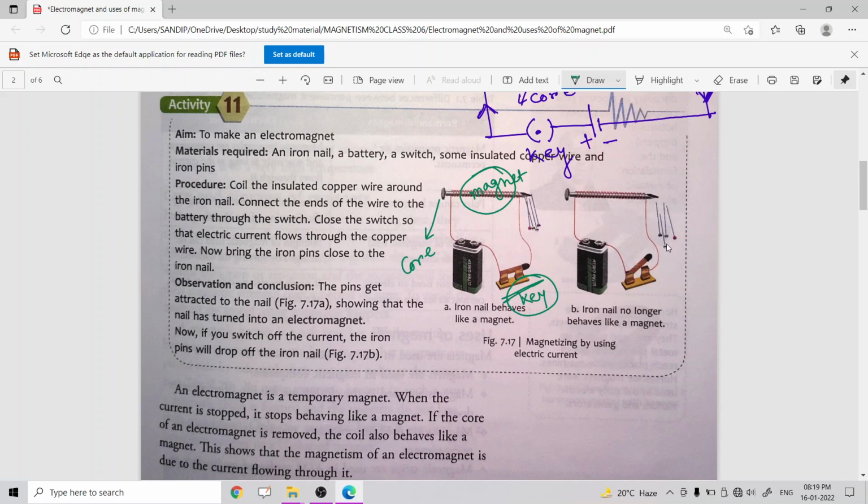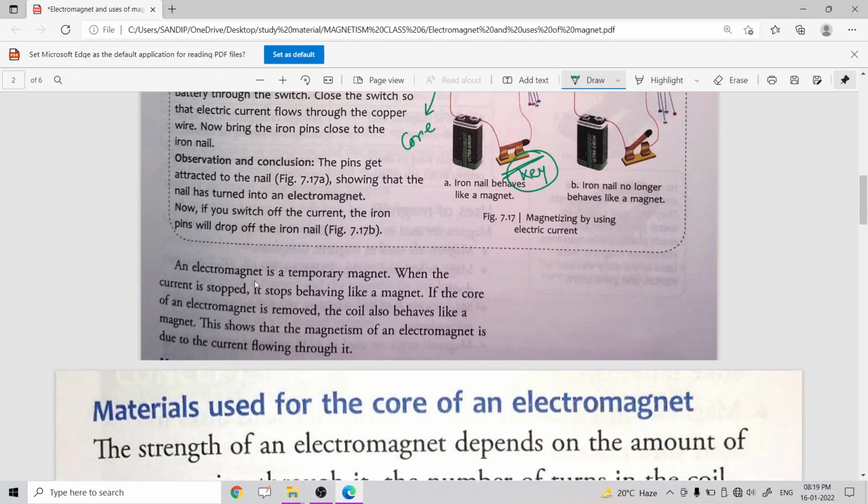So from this process we can say that an electromagnet is a temporary magnet. When the current is stopped, it stops behaving like a magnet. It then behaves just like a simple magnetic material, not a magnet.